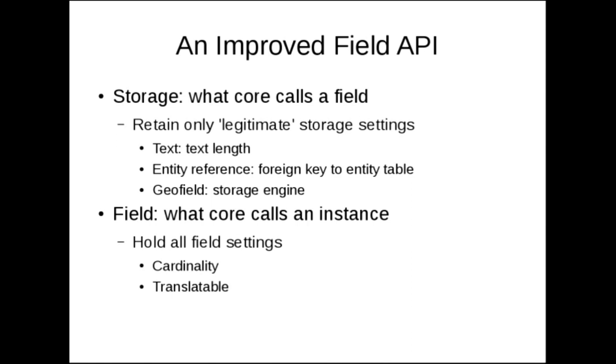Now, on the field, what core calls instance, we're just going to call field. This may get a little confusing in some of the slides when I go back and forth between field, instance, all that stuff, but try to bear with me. So we're going to move all the field settings onto the field, including cardinality and this interesting thing called translatable, which doesn't usually show up in the user interface. Probably few people use it, right?